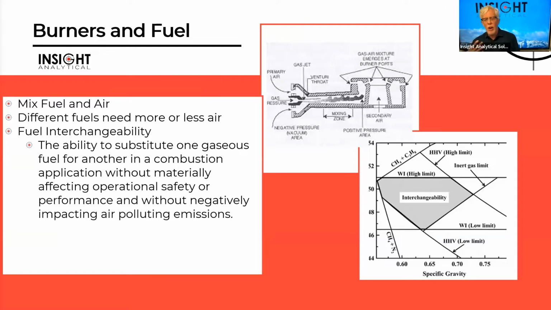When we think about what goes on in a burner, it's pretty simple, right? Whether it's a natural gas turbine or a reciprocating engine, what we do is we mix fuel and air, and then we ignite it. But what we have to realize is that different fuel compositions have different demands or requirements for air. And so what we become concerned about is how interchangeable our fuels are going to be for the type of engine that we're running, and what the effect of that fuel variability is going to be.